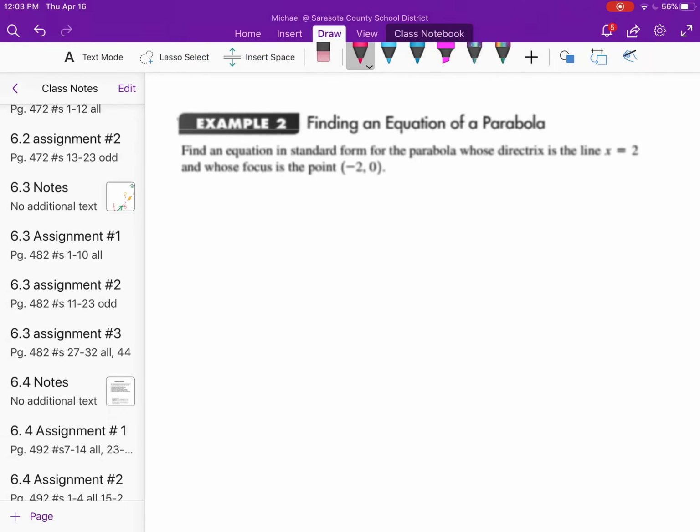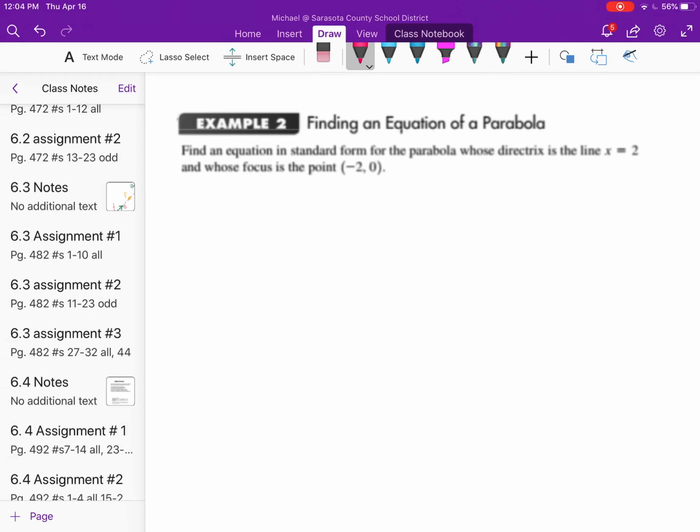In this video, we are going to continue our discussion on parabolas and the relationship between conic sections. And so today in this video, we're going to be looking at how we find an equation of a parabola given some information about its conic features, such as directrix, focus, and things of that nature.